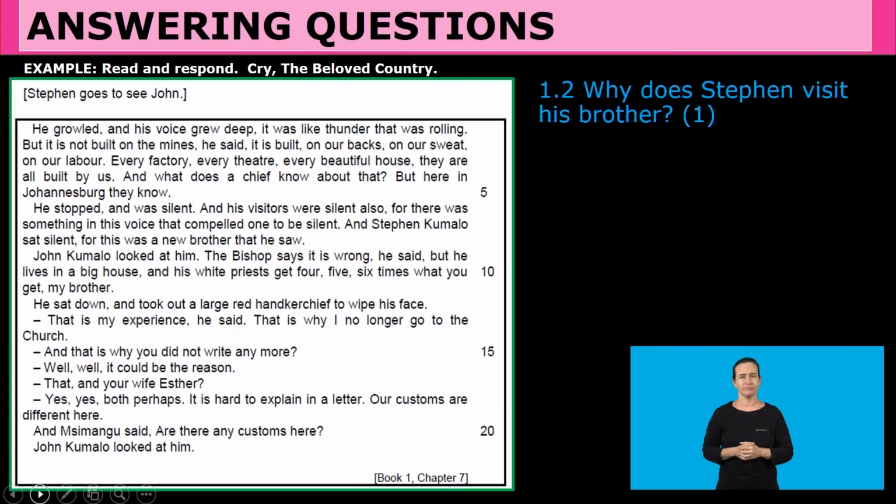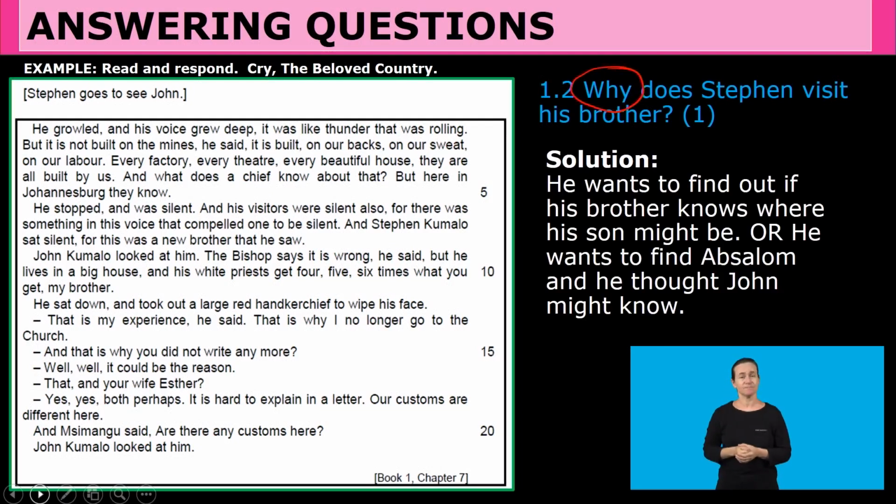Why does Stephen visit his brother? Now remember your why is always you need to support and give reasons why. So why does he visit his brother? Why is he going to see him? He wants to find out if his brother knows where his son might be. His son is Absalom. Absalom has not returned to the village and he needs to know why. Or he wants to find Absalom and he thought John, his brother, might know where he was. Remember, John is in Johannesburg as well. And that would have earned you 1 mark.